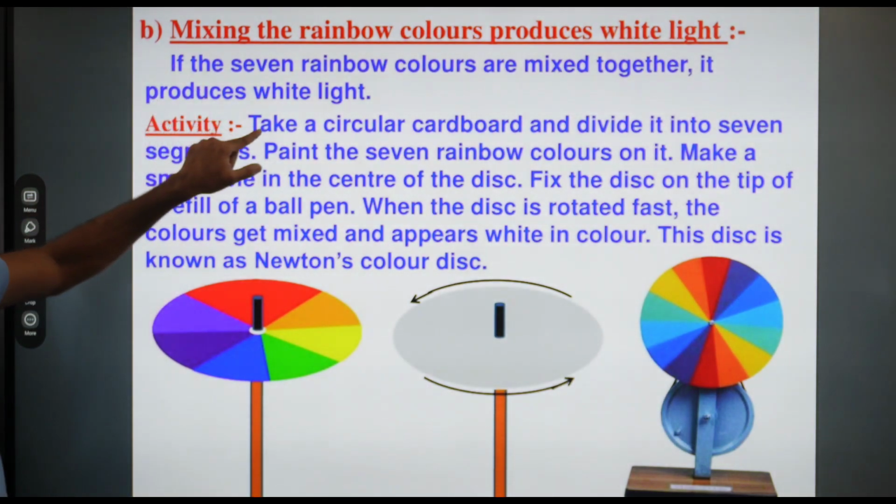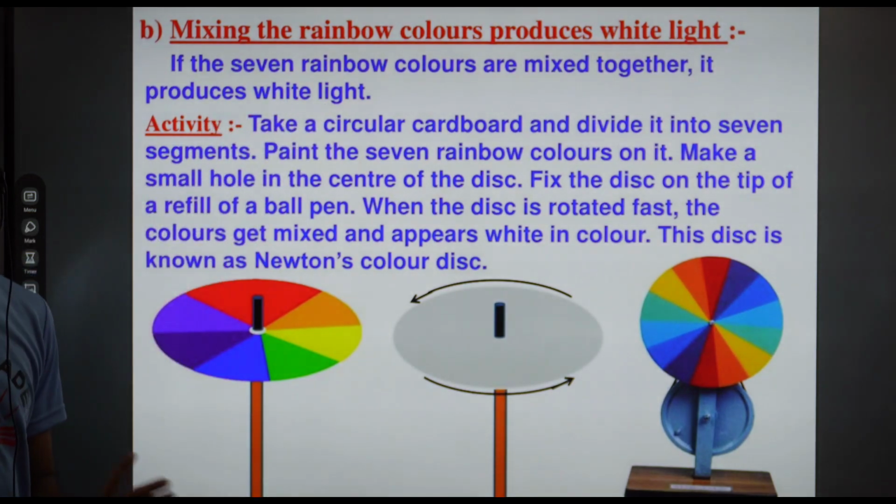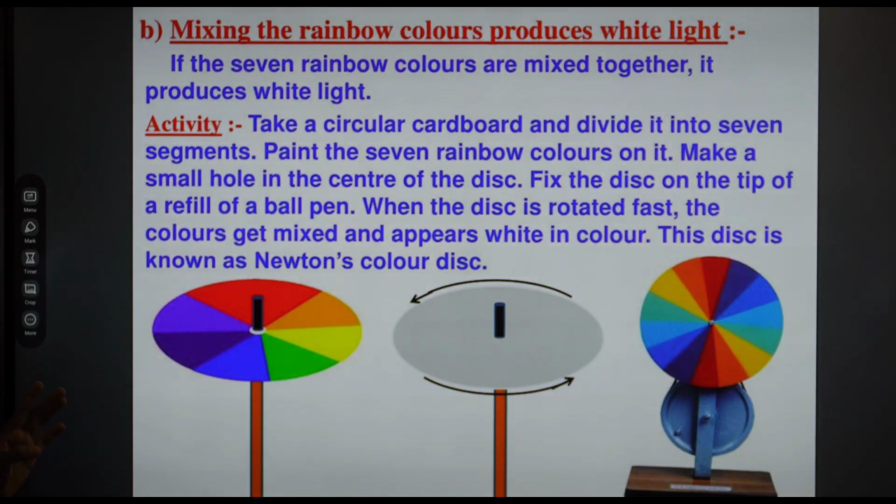When the 7 rainbow colors are mixed together, it produces white light. Take a circular cardboard and divide it into 7 segments. Paint the 7 rainbow colors on it. Make a small hole in the center of the disc. Fix the disc on the tip of a refill of a ball pen. When the disc is rotated fast, the colors get mixed and appear white in color. The disc is known as Newton's color disc.